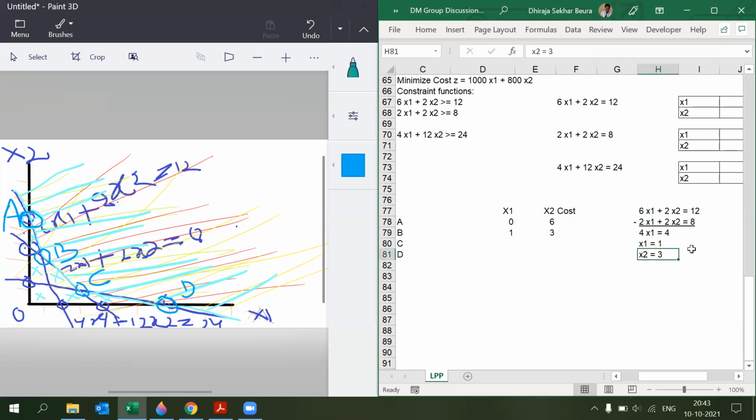Okay, and then here you are just subtracting: 6x1 minus 2x1 is 4x1, and the 2x2 terms cancel. Yes, absolutely correct. That's exactly what I'm doing. Yes. For C, can you calculate, please?